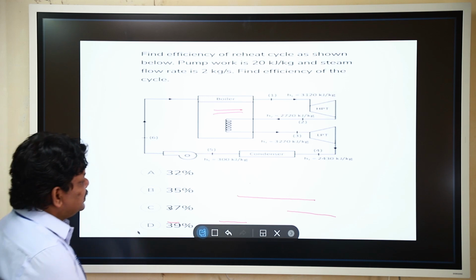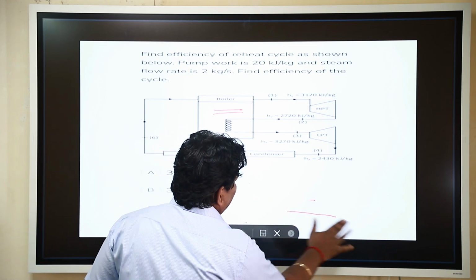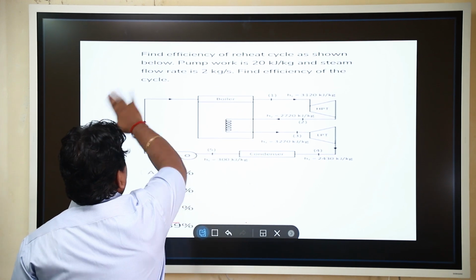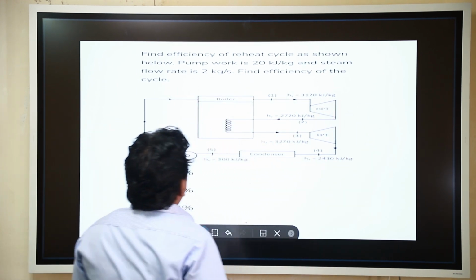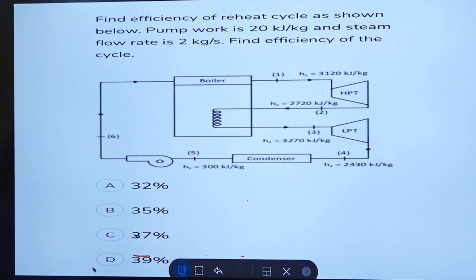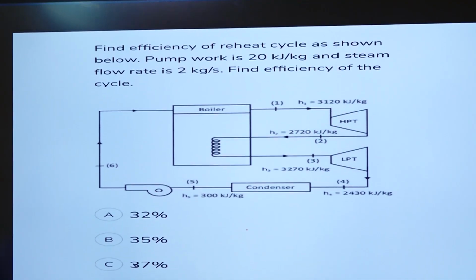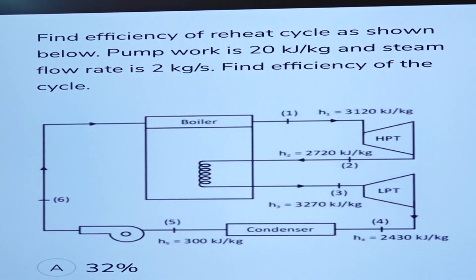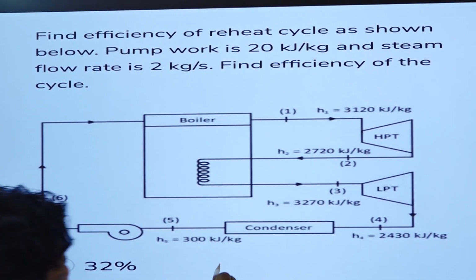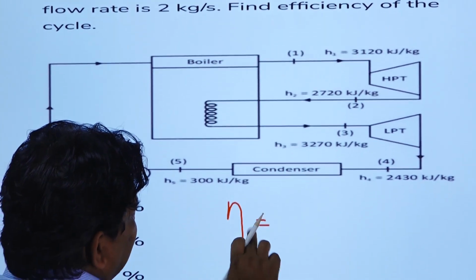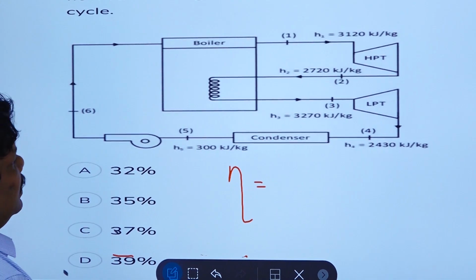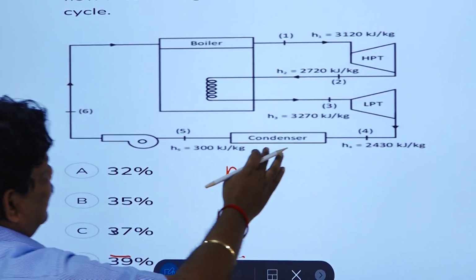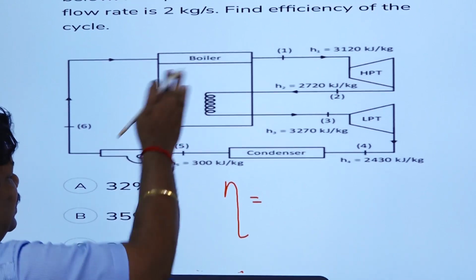Now you can see a numerical problem, an objective type problem, which has a reheat cycle. Find the efficiency of the reheat cycle as shown below. The pump work is given and the steam flow rate is given. When you look at this diagram, you can see a high pressure turbine, a low pressure turbine, then a condenser, a pump, and a boiler.